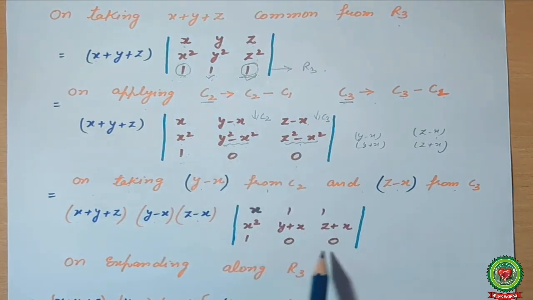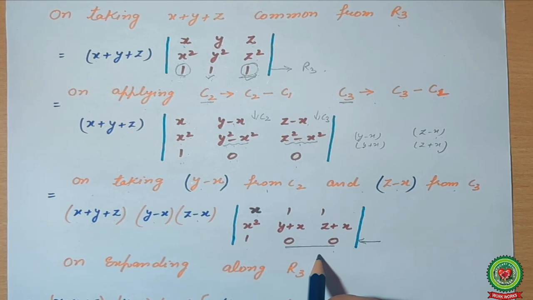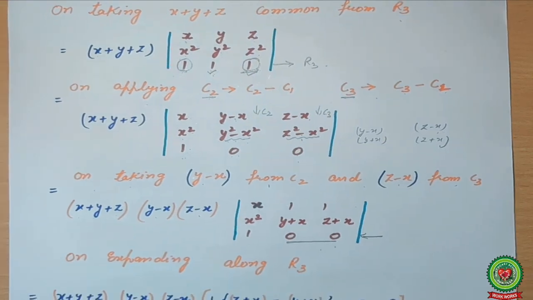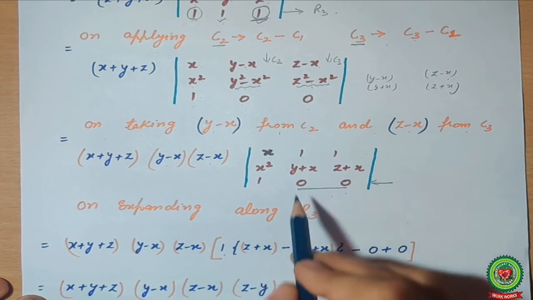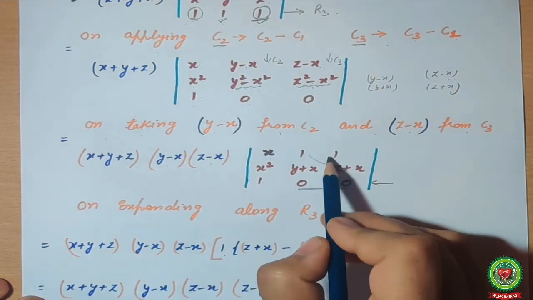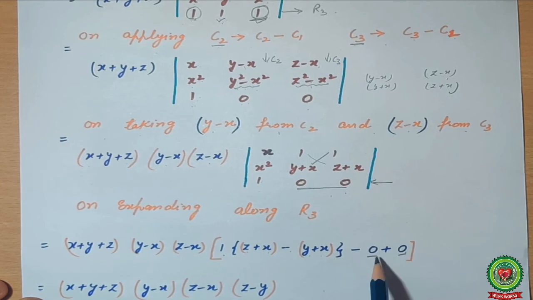Now we can expand along the third row. Here we are having two zeros, so we will expand along the third row. When we are expanding along the third row, what will be there? 1 into, this 1 into, 1, z plus x, negative sign, y plus x is there. Rest all parts are 0 there. This is the benefit of making two 0s in one row or column.